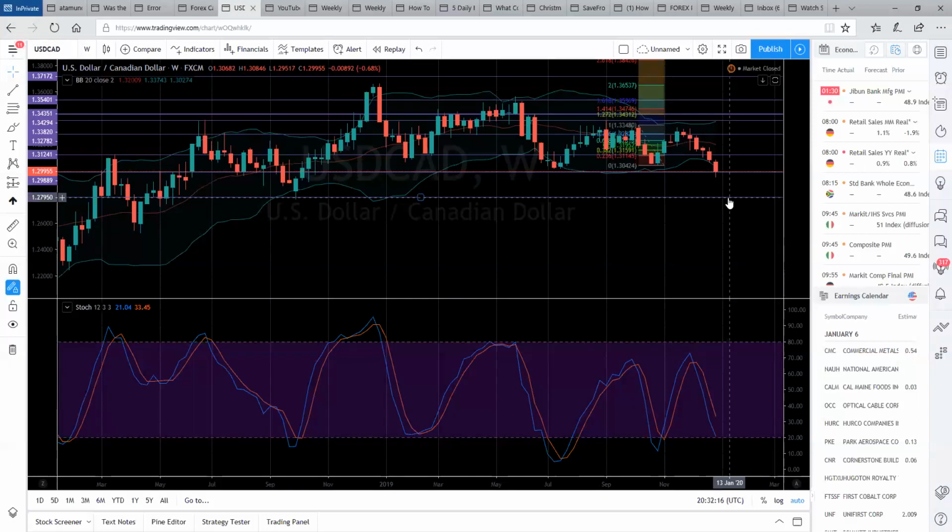Prices look likely to get to support at 1.2795, or basically 1.28. That's the level. The level is at 1.2800. So based on that, we're looking forward to prices hitting 1.2800.